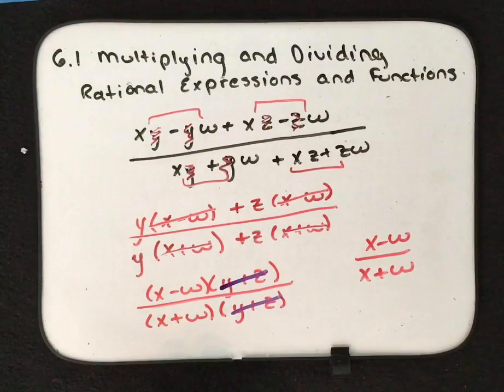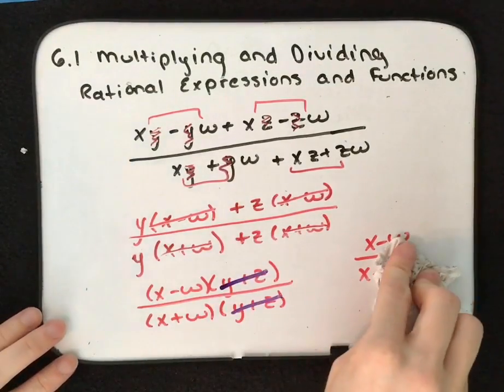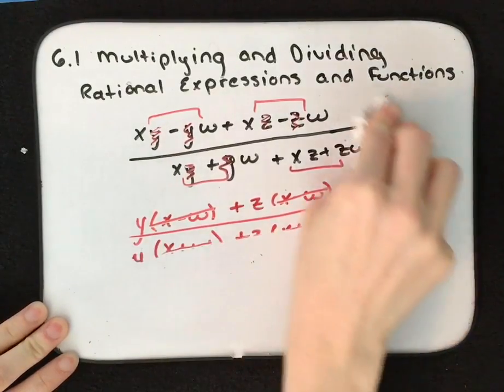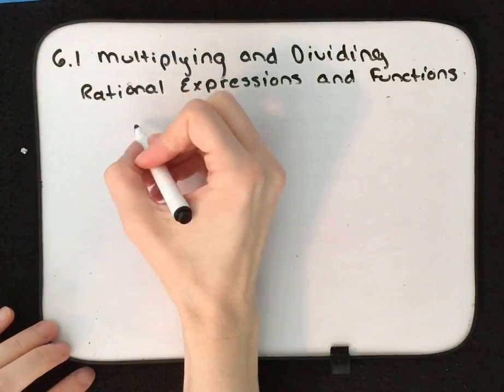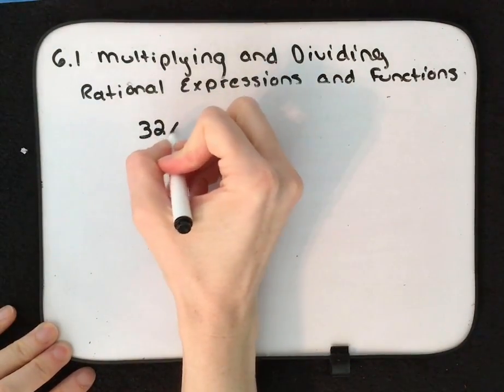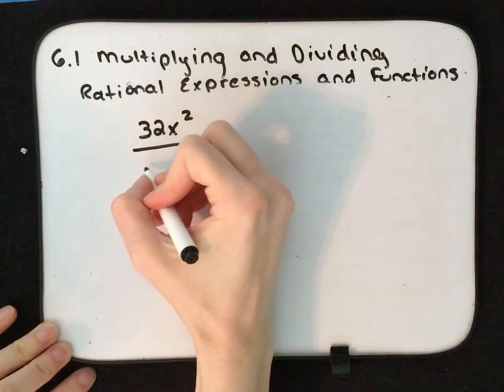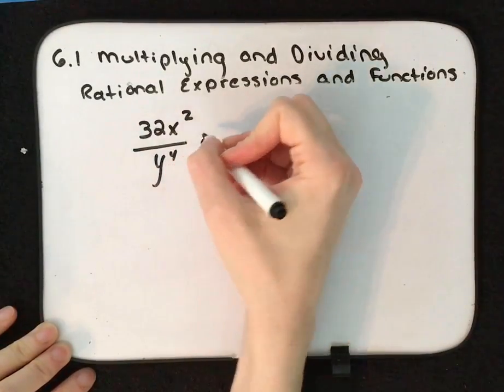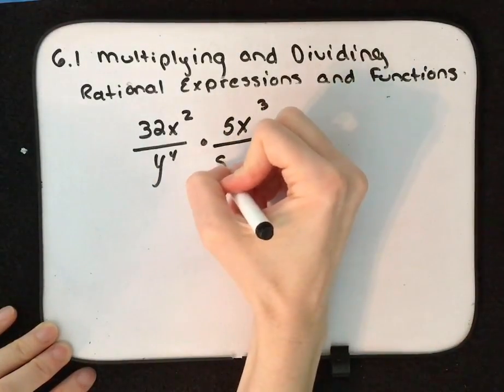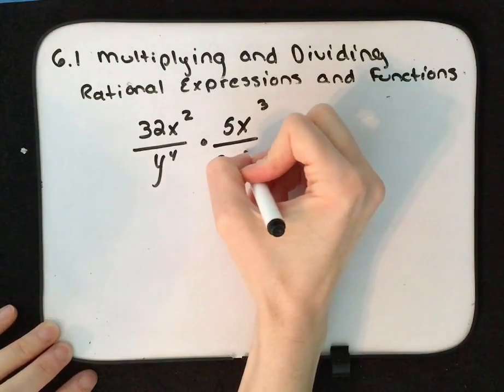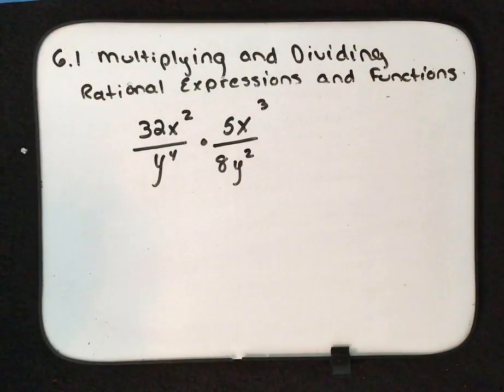Let's look at what happens when we are multiplying different expressions together. So let's say we have 32 x squared over y to the 4th times 5x to the 3rd over 8y to the 2nd. A couple ways you can go about this. One option is to look and see if there's anything in common that you can cancel straight away. Another option is to do your multiplication and then try to cancel.